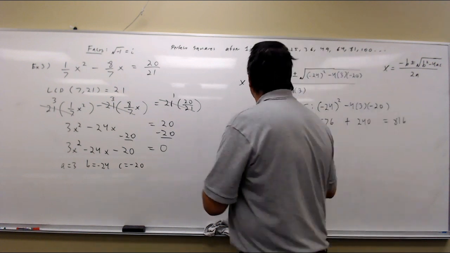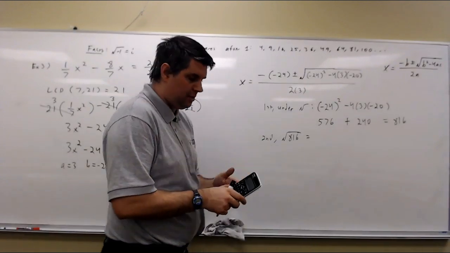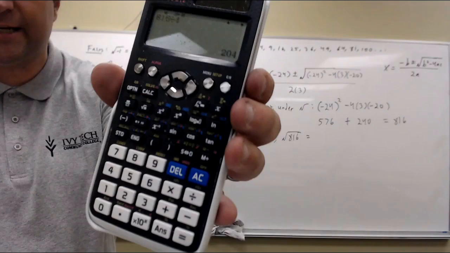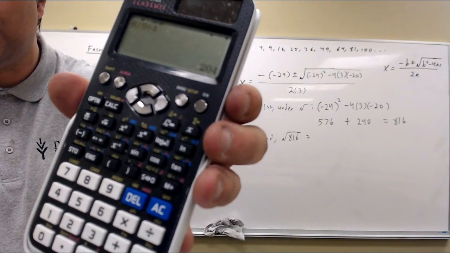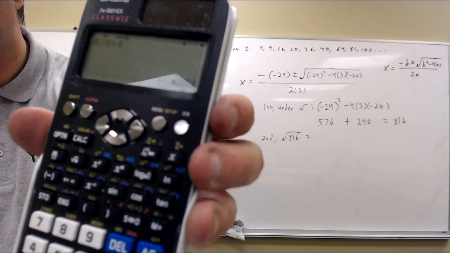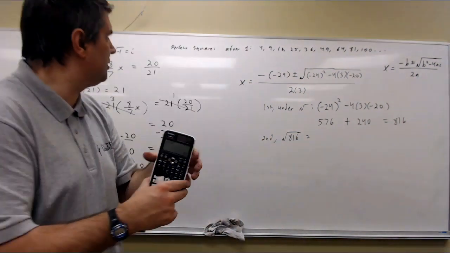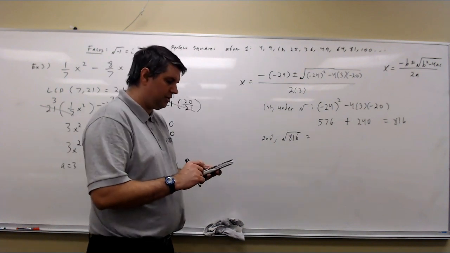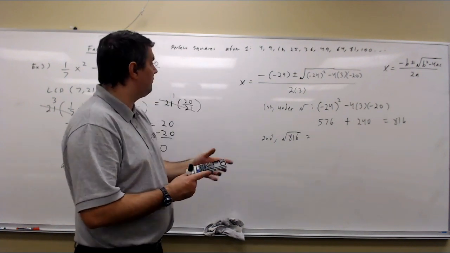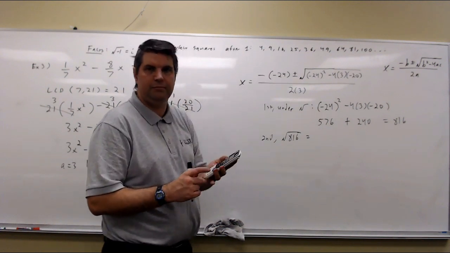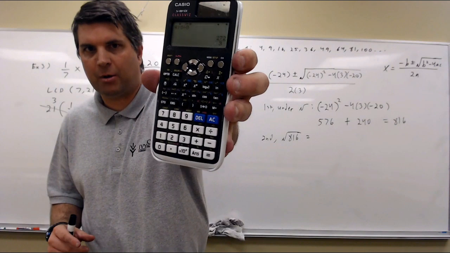Okay, I'm going to try 4 because it's even. So 816 divided by 4 is 204. 204 is divisible by 4, so I didn't go high enough. So 816 divided by 9. Nope.